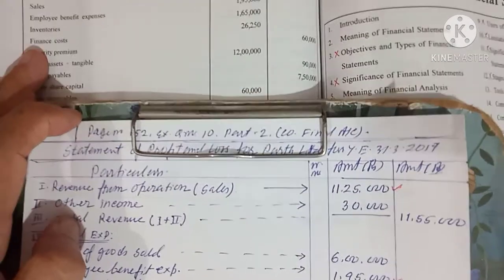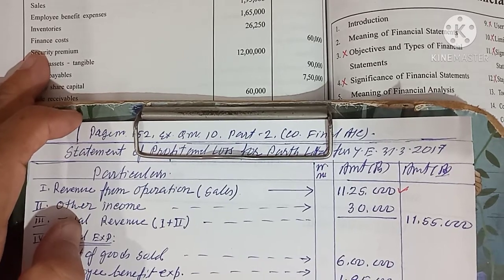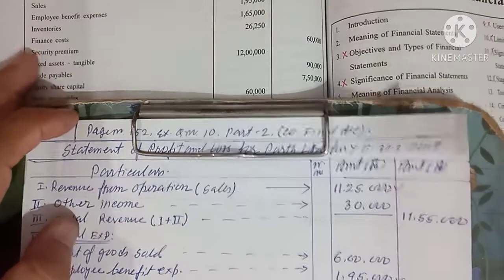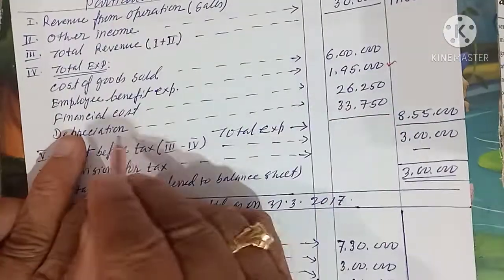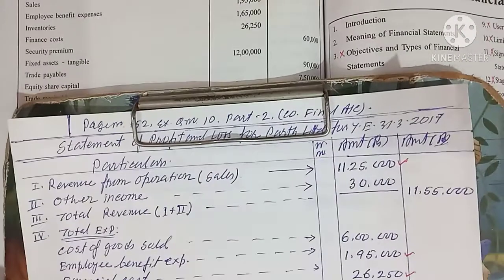Next you are getting financial cost, is it not? Financial cost is 26,250. See here, financial cost 26,250. You got it? Expense.